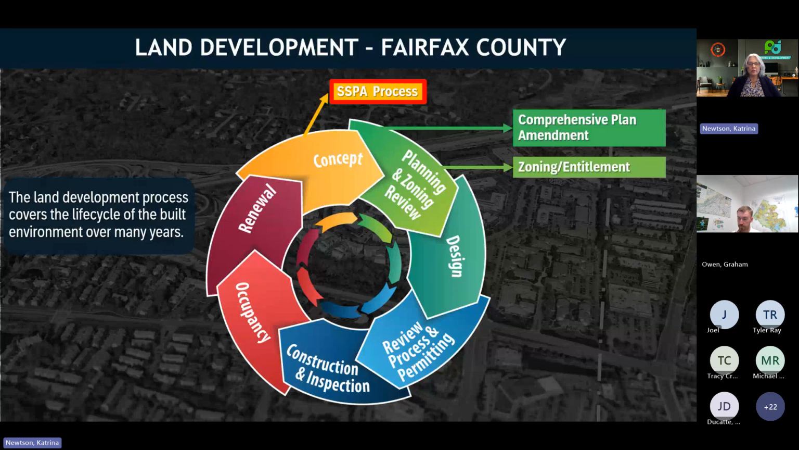So just to provide a sense of where this project is in terms of the development process, this diagram illustrates the life cycle nature of the land development in Fairfax County. First, starting with the concept phase, which would be the site-specific plan amendment or an SSPA nomination. Then once the nomination is adopted into the work program, the plan amendment is in the planning stage where we look at impacts and plan recommendations. And then the next stage would be the applicant submitting a rezoning application to initiate the zoning entitlement process.